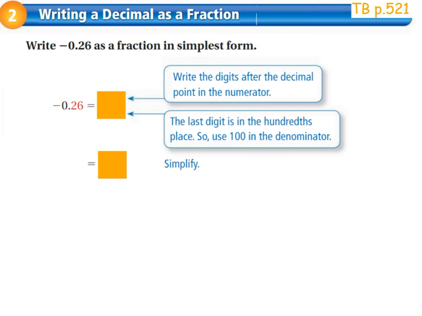Writing a decimal as a fraction. Well, it's much easier actually to turn a decimal into a fraction than the other way around. If I read -0.26, it actually tells me what my denominator is. So my 26 is the numerator, and negative 26 hundredths goes out to the hundredths place, so that is the denominator. When I simplify it, I get negative 13/50ths as my final answer.